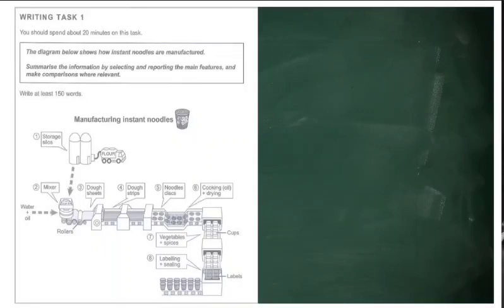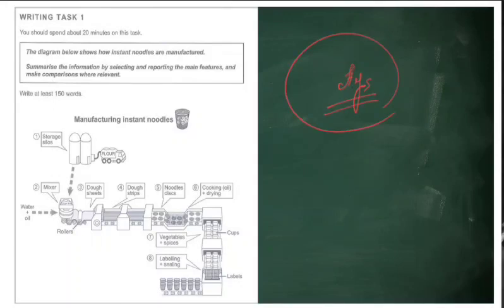So again, let us look at this. We're looking at this diagram which shows how instant noodles are manufactured. So it's given in really clear steps. There are 8 clear steps. As we can see, there's the storage silos, right? There's the mixer, then there's dough sheets being prepared, of course, then the strips being made, then the noodle discs, and then the cooking or the drying happening. Then of course the vegetables and spices being added to the cups, and the labeling and sealing, and that's pretty much it, right?